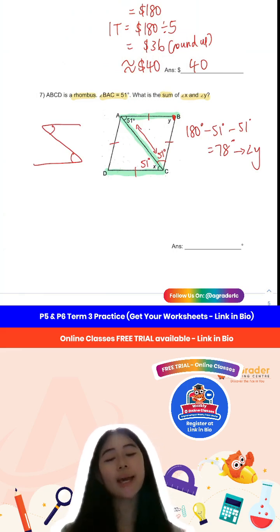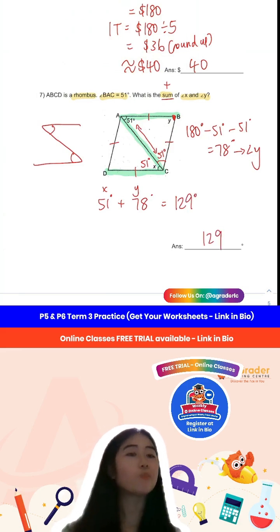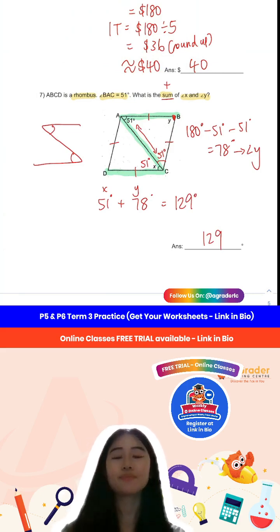Okay, so now you can add up X and Y because the keyword sum means addition. So you take 51 plus 78. So this is X plus Y. That's how you get the answer 129. So I think quite a few of you got it correct in the end. So good work.